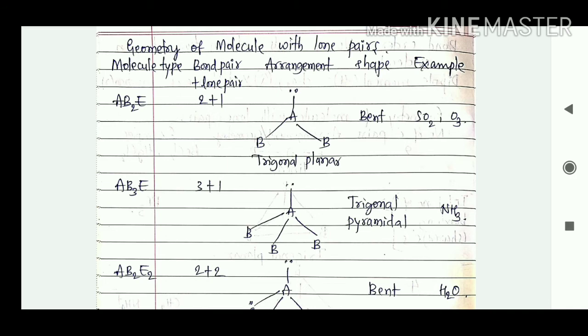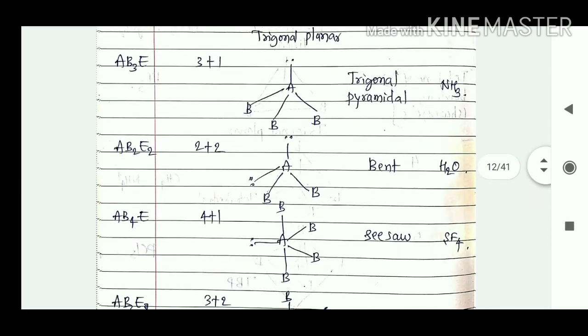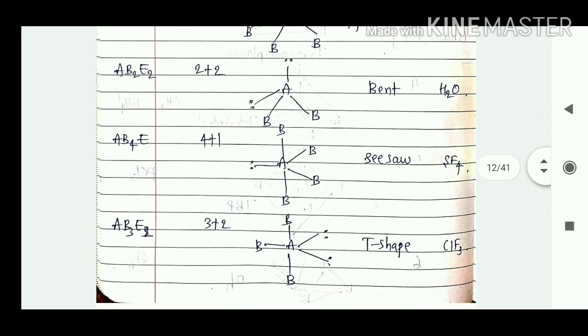Then we have 3 bond pairs and 1 lone pair, then the actual structure is tetrahedral, but after the lone pair it is trigonal pyramidal. For that reason the example for this one is NH3. Then we have 2 bond pairs and 2 lone pairs. Here in this case we're going to get the bent structure. The best example for this one is water.